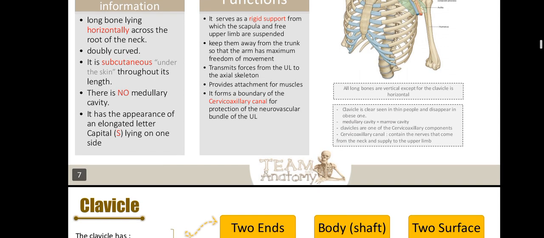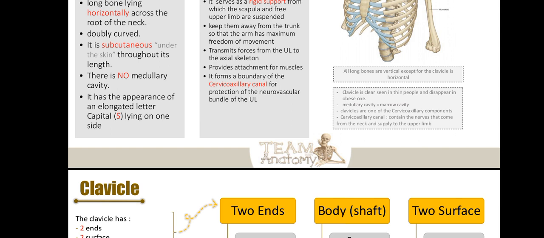It keeps them away from the trunk so that the arm has maximum freedom, okay? So the scapula is like standing in between, a mediator that helps to keep everything away so that the arms have maximum freedom. That's why when you have a fracture of your clavicle, your arm actually goes in like a loop, right? It provides attachment for muscles, okay?